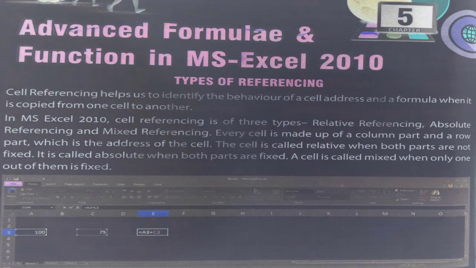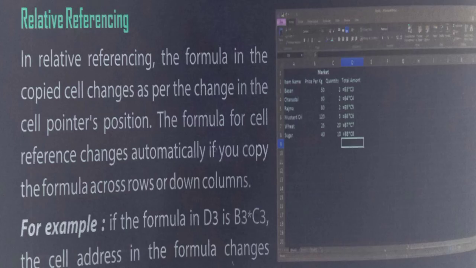Next, we are going to talk about relative referencing. In relative referencing, the formula in the copied cell changes as per the change in the cell pointer's position. The formula for cell reference changes automatically if you copy the formula across rows or down columns. For example, if the formula in D3 is B3 asterisk C3, the cell address in the formula changes automatically when the formula is copied vertically.